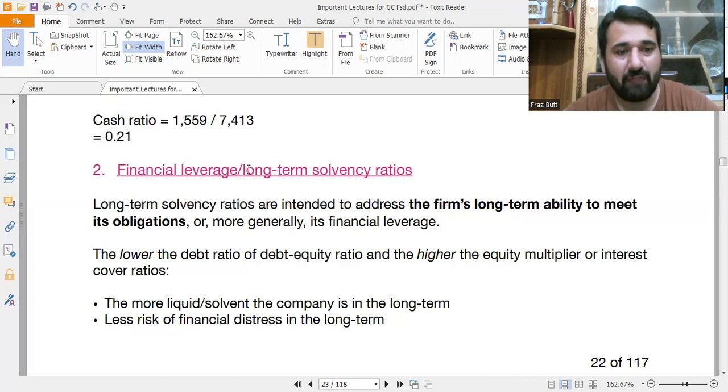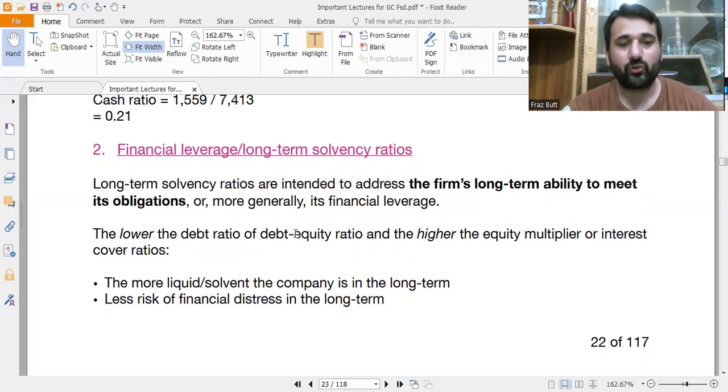And in this way, the video and the lecture will be very fruitful for you. So financial leverage, or long-term solvency ratios. Long-term solvency ratios are often intended to address a firm's long-term ability to meet its obligations, or more generally, its financial leverage. How much financial leverage a firm has, or how much financial flexibility a firm shows over a longer period of time, or how a firm is able to fulfill its long-term obligations. These are discussed in financial leverage or long-term solvency ratios.